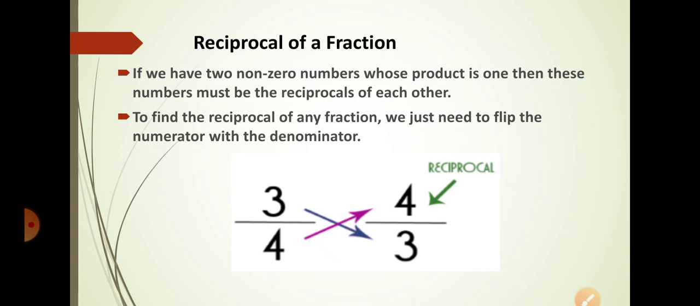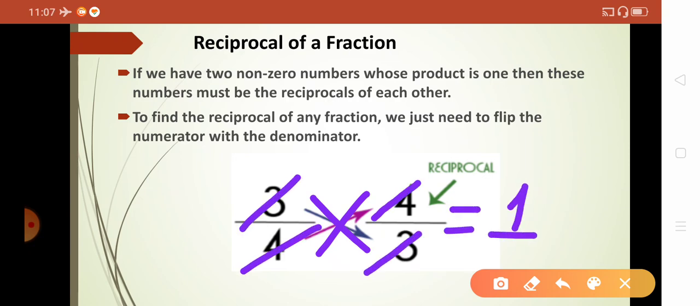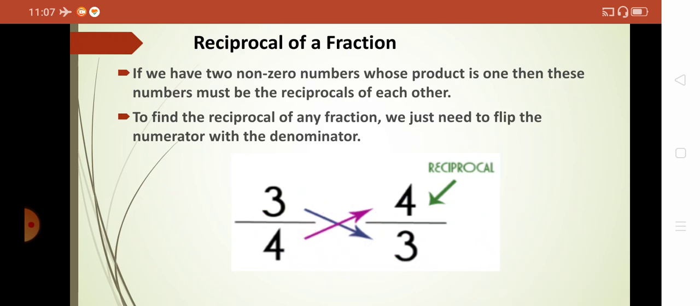Now, how will you find the reciprocal of a fraction? If you are given two non-zero numbers as numerator and denominator whose product is 1, then those numbers are the reciprocal of each other. What does it mean? You are given two numbers. For example, you are given 3 by 4 and 4 by 3. If you multiply these two, 4 will cancel 4, 3 will cancel 3, and your answer comes out to be 1. That means we say that 3 by 4 is the reciprocal of 4 by 3, and 4 by 3 is the reciprocal of 3 by 4.